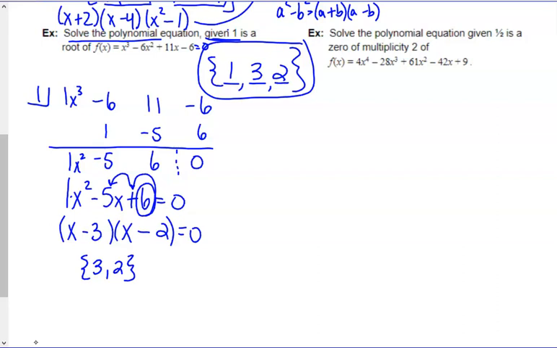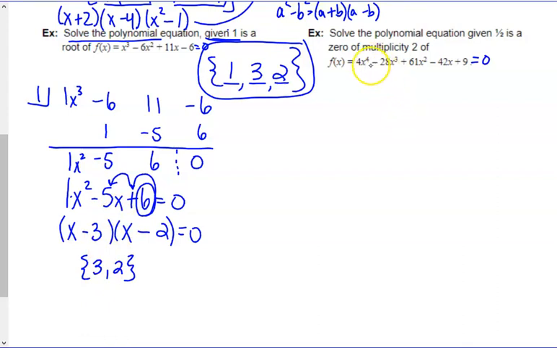Okay? All right. And our last problem is talking about the same idea of solving a polynomial equation where we want to find out where it's equal to 0. But this time it says that we're given that 1/2 is a 0 with a multiplicity of 2. And remember, a multiplicity of 2 just means that I have that binomial that occurs twice. I would have that power up here on that binomial. So that just means that 1/2 occurs twice as a root.